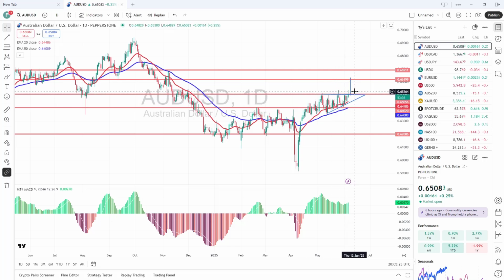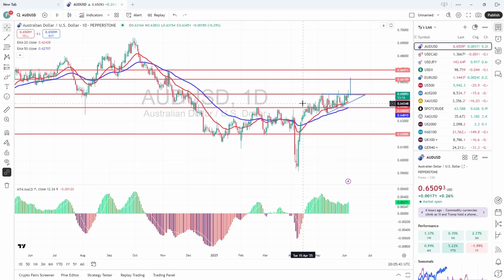If it does break out and we get a daily close above that level, you would think that the 66.20 would be the logical target given the pattern that is playing out there. But it also proves itself with a very strong resistance level. We know that it was support right through here. So it does prove itself with another level. So it'll be interesting to see how this one plays out, but we'll keep a very close eye on it.